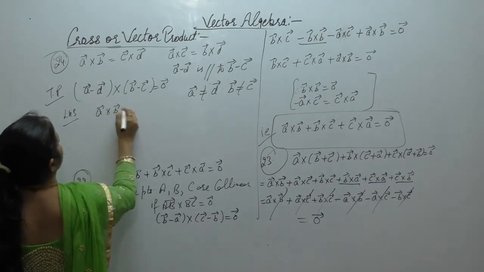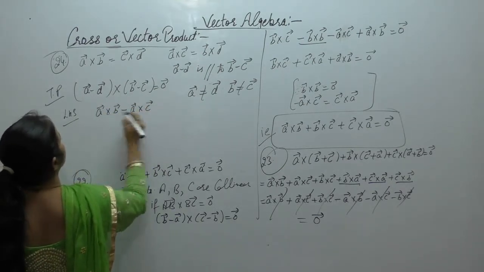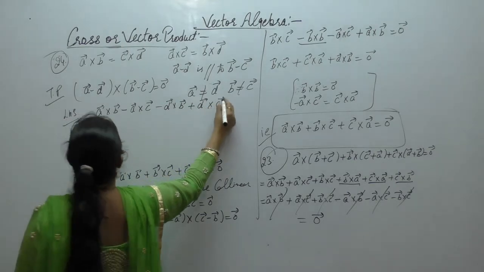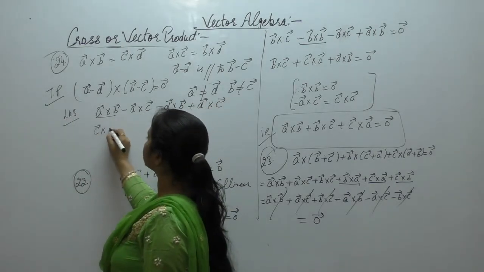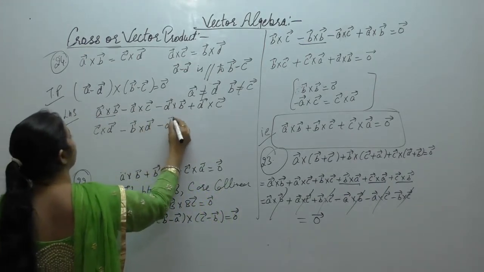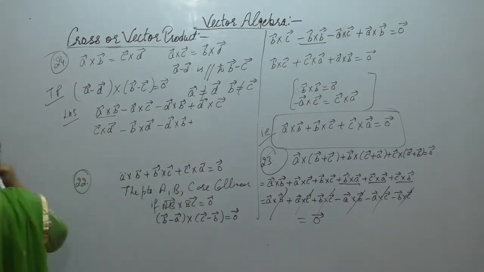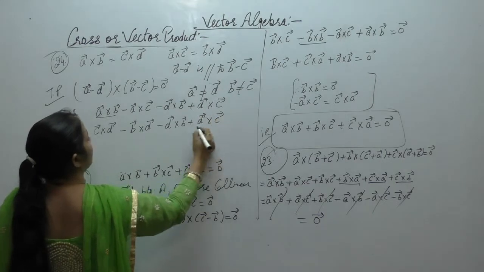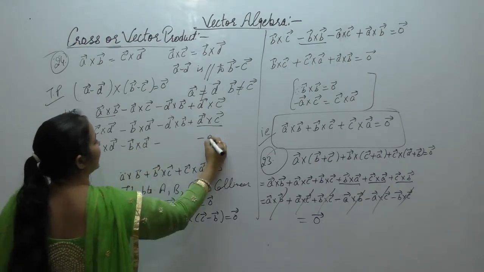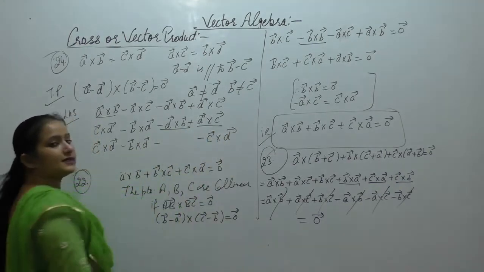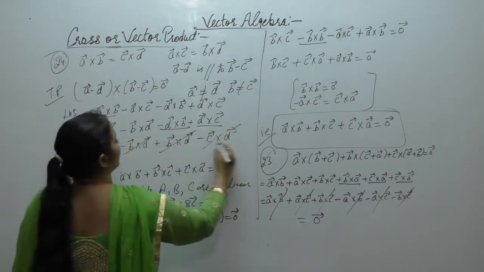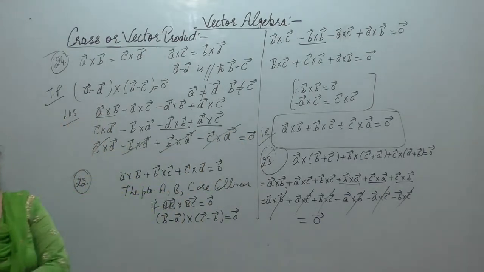Take the left hand side: A vector cross B minus A vector cross C minus D vector cross B plus D vector cross C. Now A cross B is equal to C cross D, A cross C is equal to B cross D, plus D vector cross C vector. We can write D vector cross C vector as negative of C cross D, and minus D cross B as B cross D. All these vectors will get cancelled, so the answer is 0 vector.